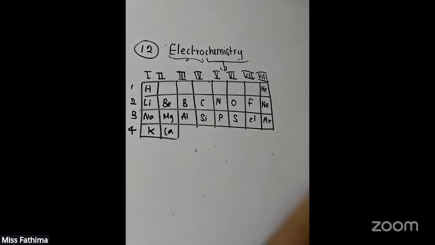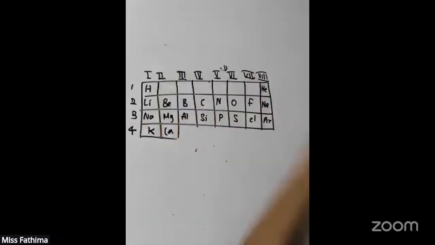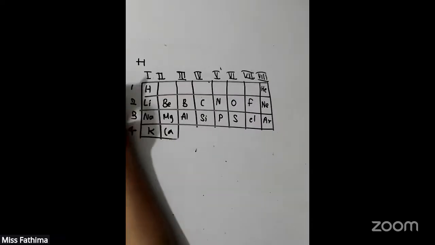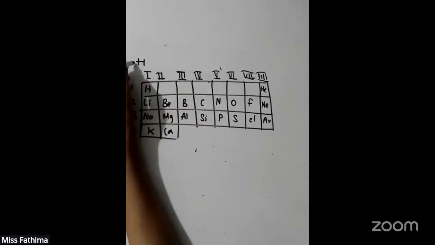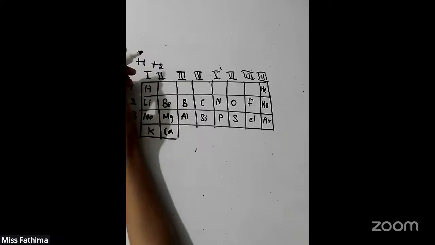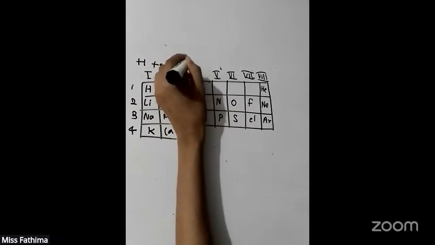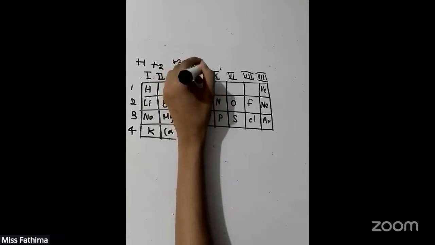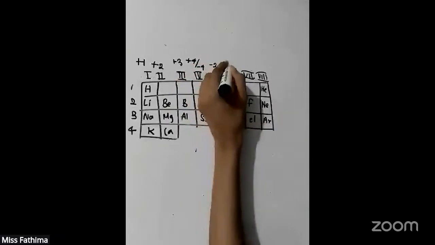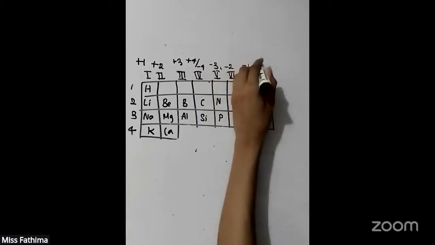So the valency will vary. The charges on each group will vary like this. It will start from +1. Group 1 will have the valency of +1. Group 2 will have the valency of +2. Group 3 will have the valency of +3. Group 4 will have the valency of +4 or -4. Then it will go to the minus: -3, -2, -1, then 0.